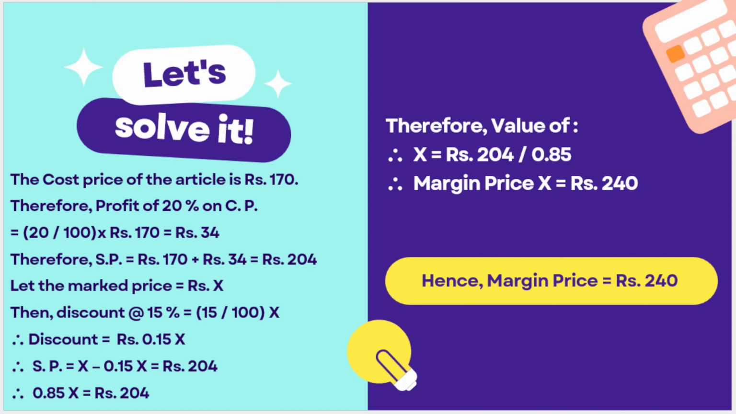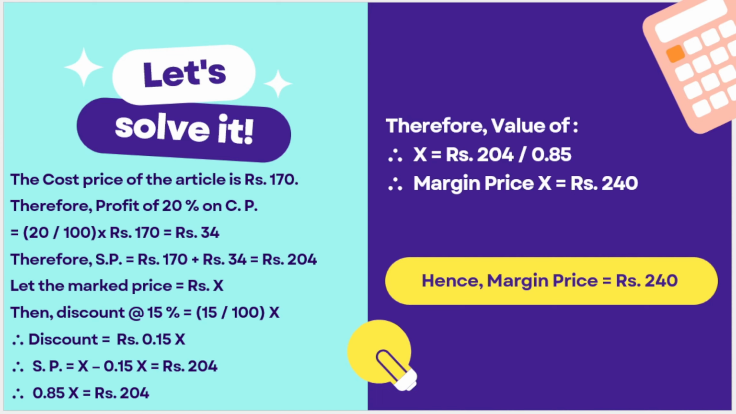Then, the discount at the rate of 15% can be calculated as equal to 15 divided by 100 into marked price of x. Therefore, discount comes to rupees 0.15x. Then, the selling price can be calculated as equal to marked price x minus discount of 0.15x, which can be equated to the selling price of rupees 204, calculated above from the cost price.